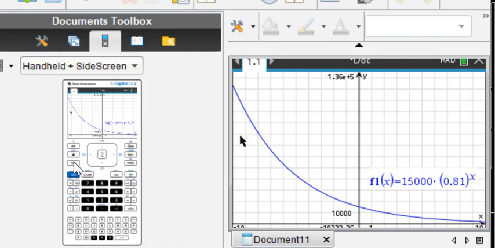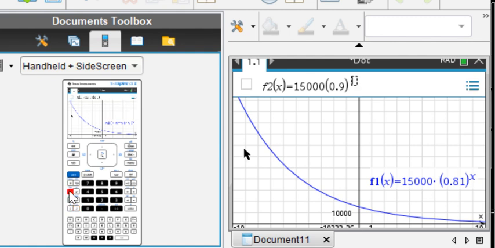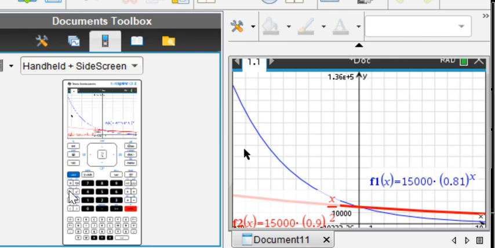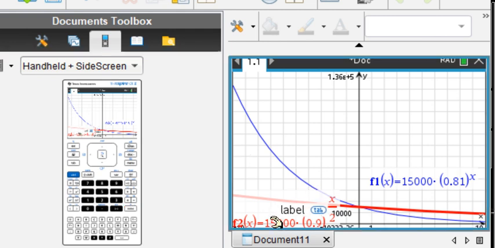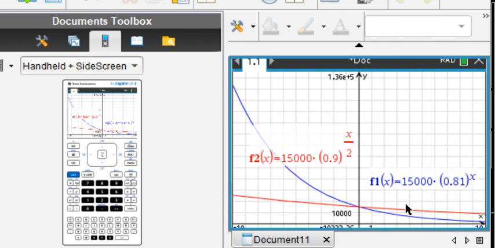So I pressed tab to get my command line, and I know I'm starting with 15,000, but this time it's 0.9. And I'm going to do the last one, my fractional exponent, t over 2. So the exponent key, control divide, x divide 2, enter. And notice I do get another graph, and it does look like it's decreasing, but not the same graph. Therefore, these aren't equivalent, and that's not the right answer.